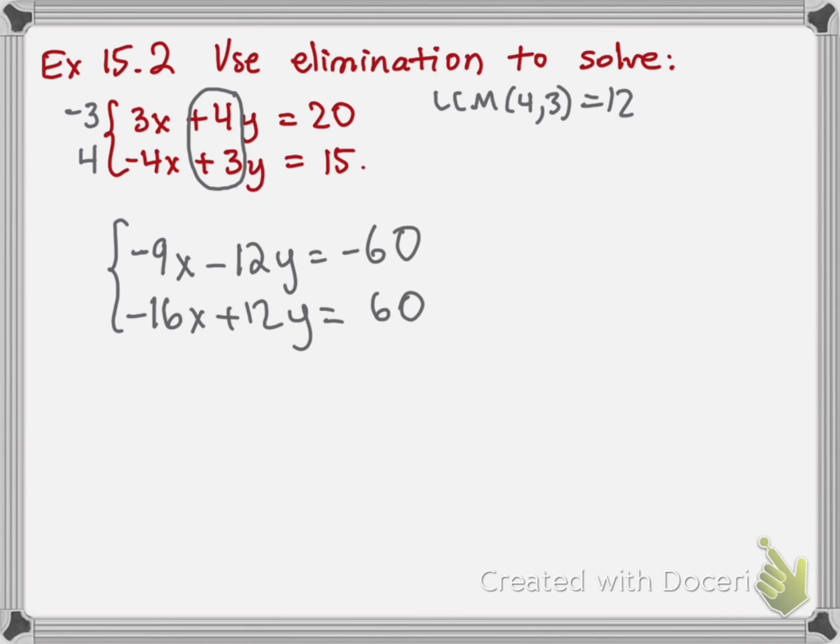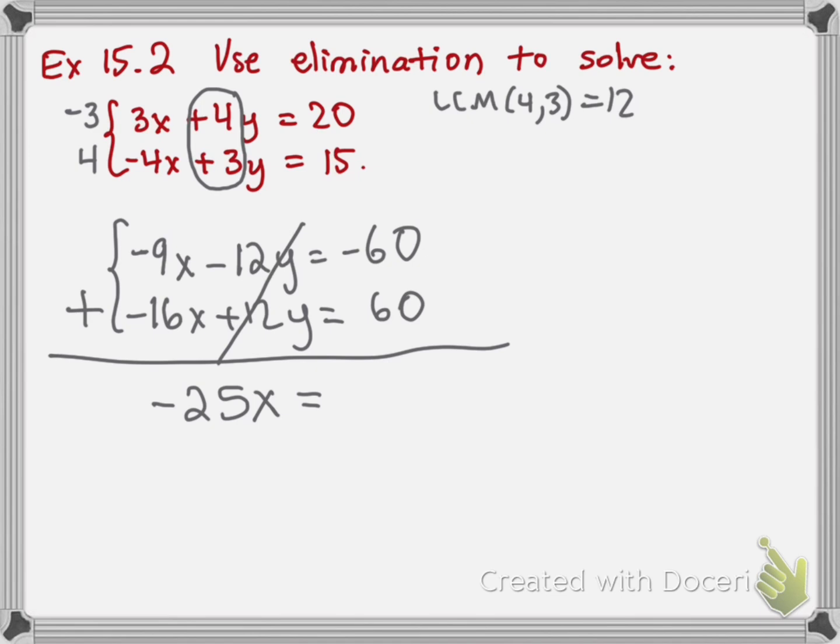Now notice that when I add these two, the y's are the ones that are going to cancel because we have a positive 12 and a -12, so they cancel each other. And then if we add -16 plus -9 is -25x. Now notice that in this case, I'm going to have -60 plus 60, that's a 0. So in this case, when I divide 0 by -25, the answer is 0.